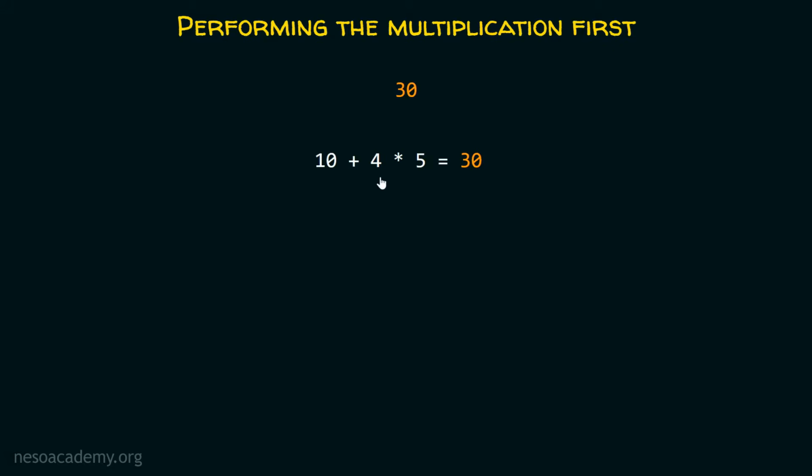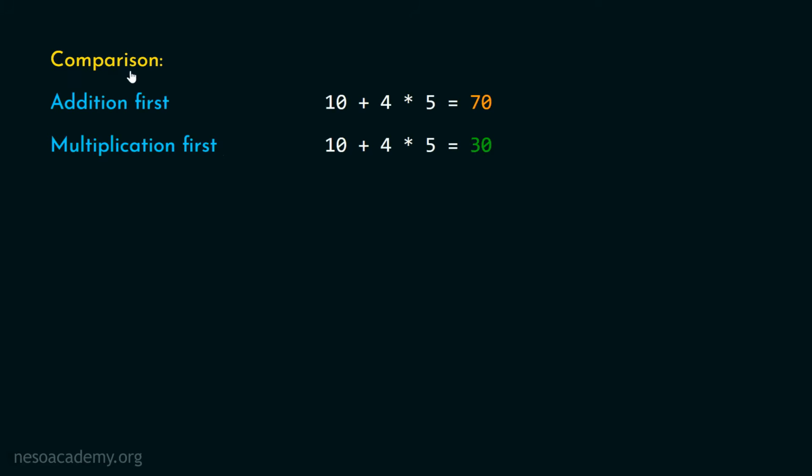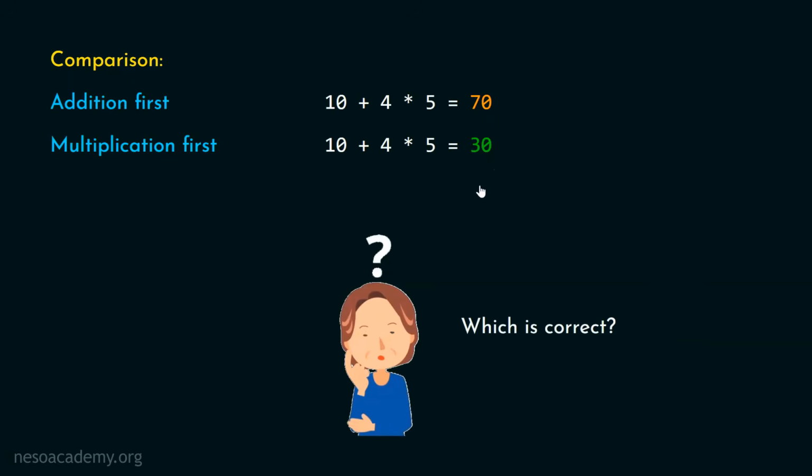This is the main problem. That's why it is important to decide the order of operations. It is very important to decide which operation is to be evaluated first, because you can see the drastic difference over here. If we perform multiplication first, we get 30, but if we perform addition first, we get 70 as a result. You can see the comparison between addition first and multiplication first: 70 in one case and 30 in the other. The main question is, which is correct?